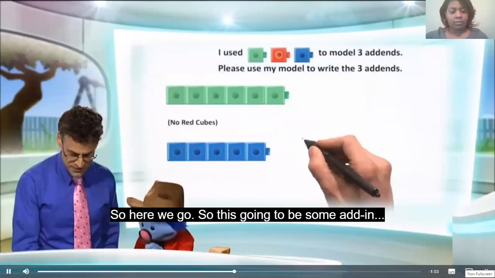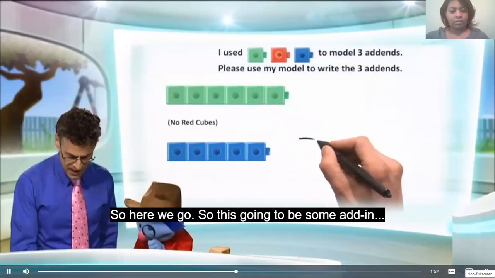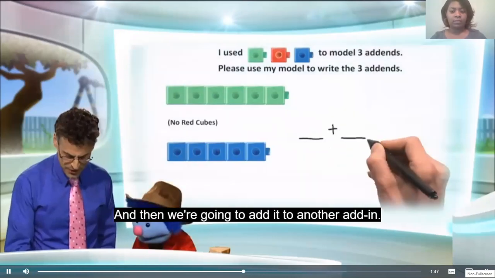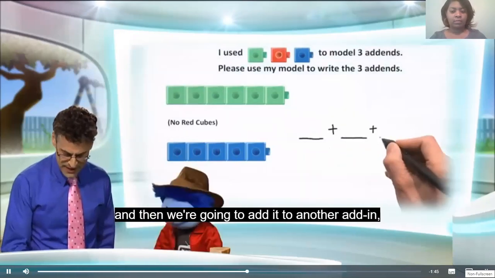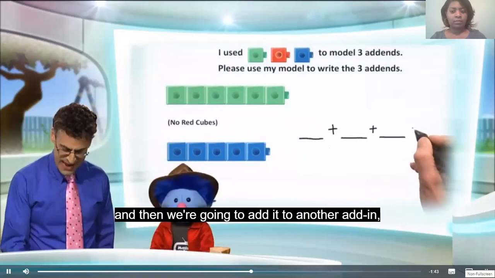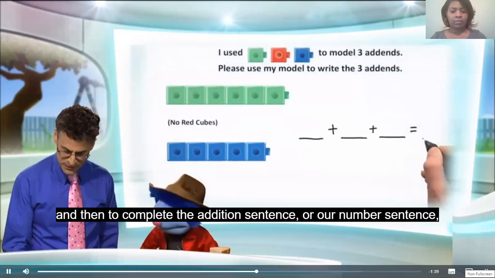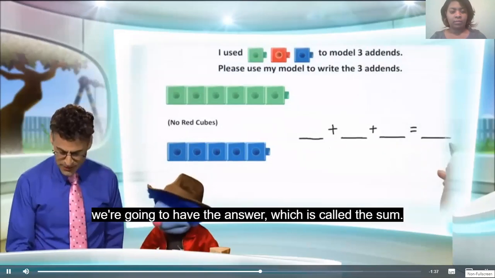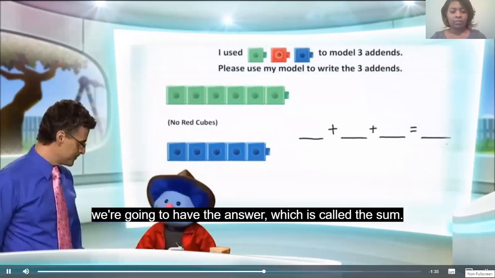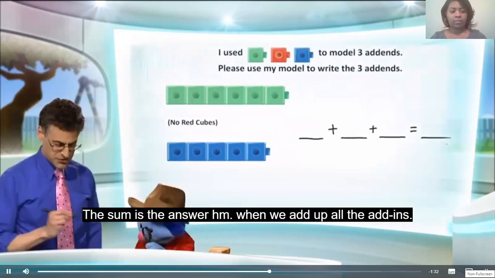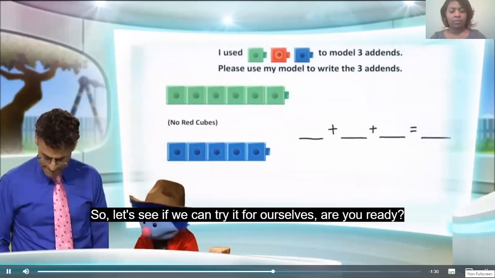So here we go. There's going to be some addend, and then we're going to add it to another addend, and then we're going to add it to another addend, and then to complete the addition sentence, or our number sentence, we're going to have the answer, which is called the sum. The sum is the answer when we add up all the addends. So let's see if we can try it for ourselves. You ready? I'm ready.